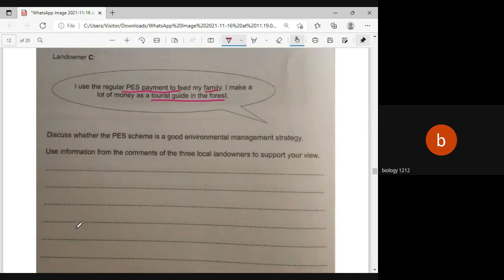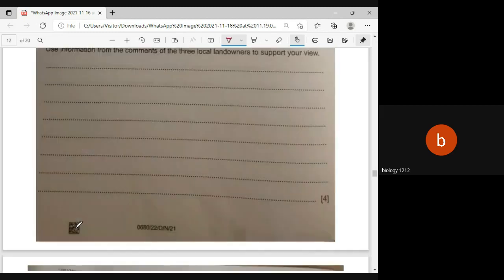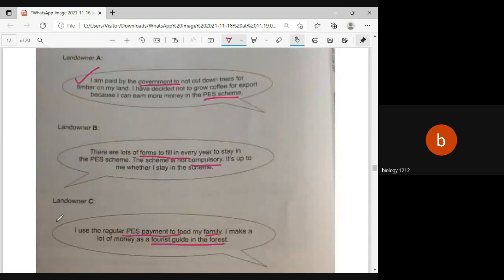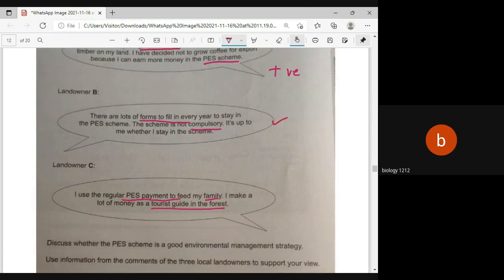Use information from the comments of the three local landowners to support your view. 4 marks. So try to give 2 points from here because this is a positive point. Okay, this also is a positive way, but the thing is landowner B already has enough money, I think. So we can put it that he is not okay with filling the form and all those things, right? The second one, again positive. Try to give two answers from landowner A and B.